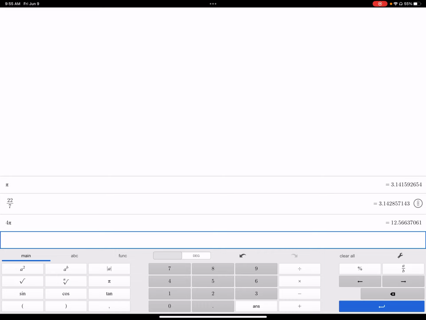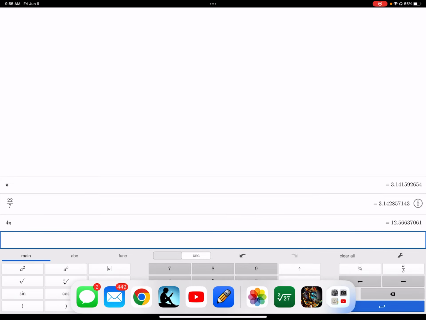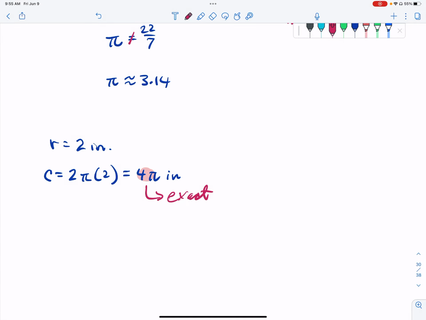Here, I'm going to put this as approximately 12.566. Those decimals go on forever, again, in inches, and we call this thing the approximate answer. It's still really accurate, but it's not as exact as the pi.